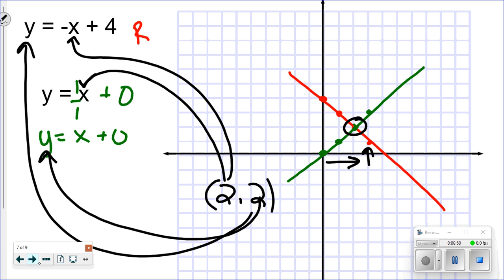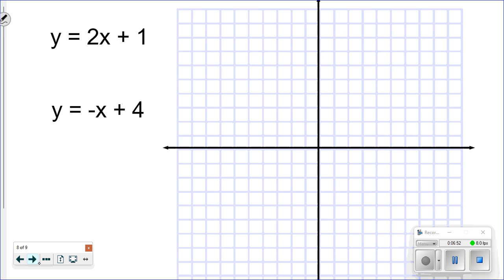Okay, I want you to try one yourself. Go ahead and try this one yourself. See if they meet, see if they don't meet, see if they have an answer. Maybe there'll be an intercept, or maybe they'll be parallel lines, maybe they'll be one line. So go ahead, and then I will start in just a little bit.